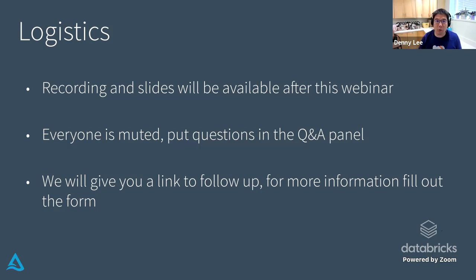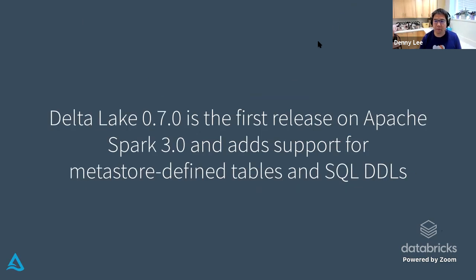One of the things we'll note is that we're actually going to present some slides to encourage folks to ask some questions. Right now we're going to start off explaining some of the features that are available in Delta Lake 0.7.0. The quick call out here is that Delta Lake 0.7.0 is the first release on Apache Spark 3.0 and adds support for Metastore defined tables and SQL DDLs. So pretty cool. Now that we're on Spark 3.0, woohoo, yes.